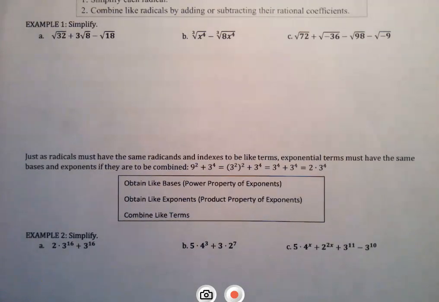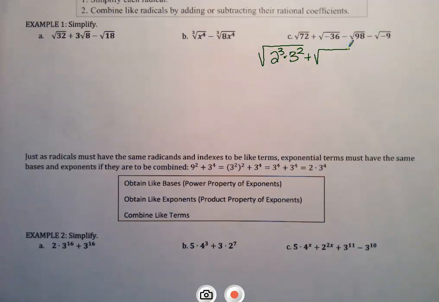Okay, so if we look at C then. How can we write 72? What would be a good way to rewrite 72? 2 cubed and 3 squared. Okay, 2 cubed and 3 squared. Thank you, good catch. There we go. All right, plus, how about negative 36?